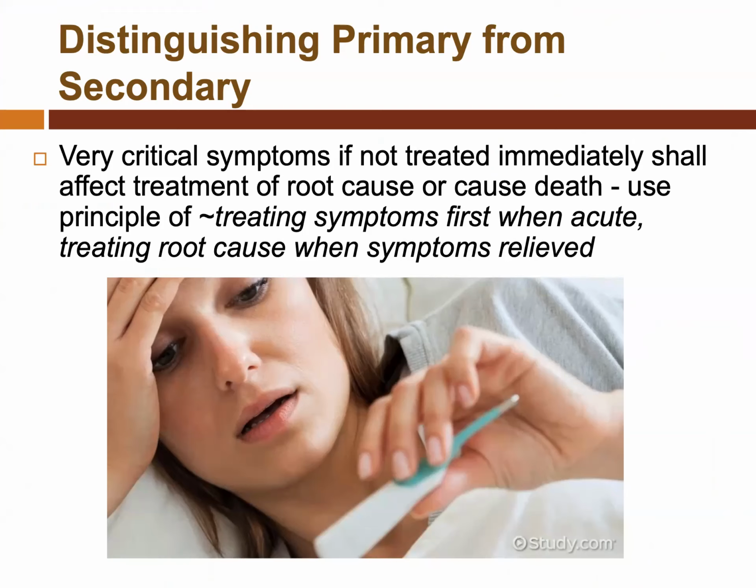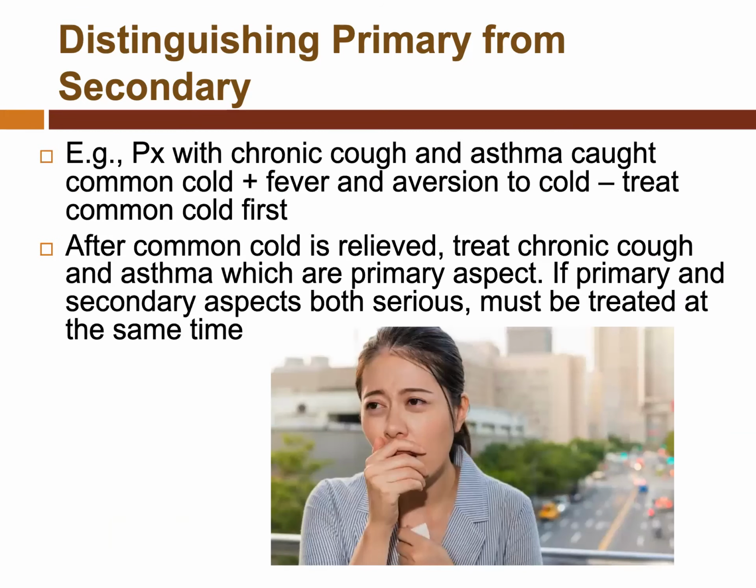Very critical symptoms, if not treated immediately, shall affect treatment of the root cause or could cause death. Use the principle of treating symptoms first when acute and treating the root cause when symptoms are relieved. For example, patients with chronic cough and asthma who caught a common cold plus fever and aversion to cold will have to treat the common cold first, and then after the common cold is relieved, treat chronic cough and asthma, which are the primary aspect. If primary and secondary aspects are both serious, they must be treated at the same time.